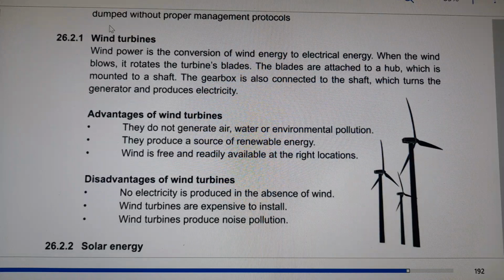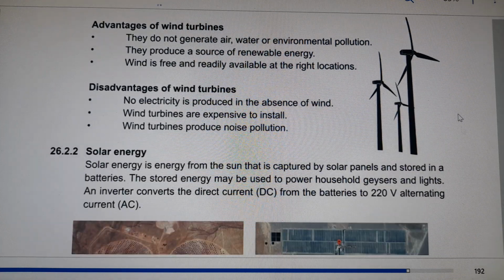We have wind turbines. So wind power is the conversion of wind energy to electrical energy. When the wind blows, it rotates the turbine blades. The blades are attached to the hub, which is mounted to the shaft. Then the gearbox is also connected to the shaft, which turns the generator and produces electricity. Okay, so these are our wind turbines.